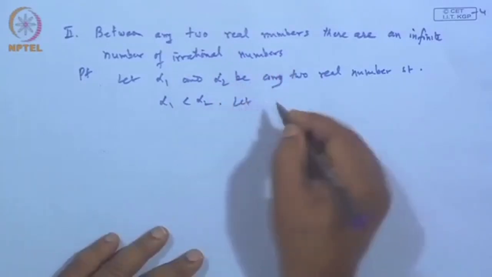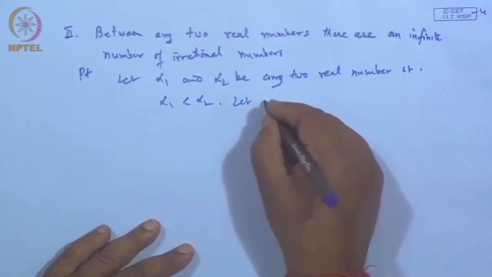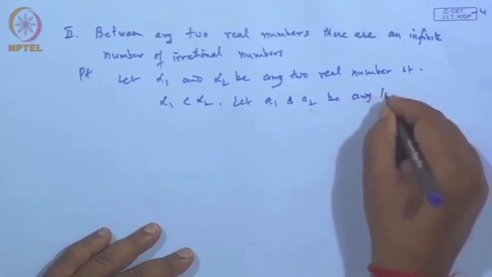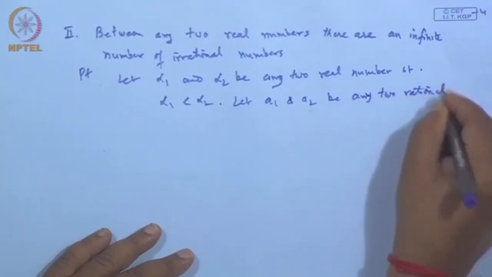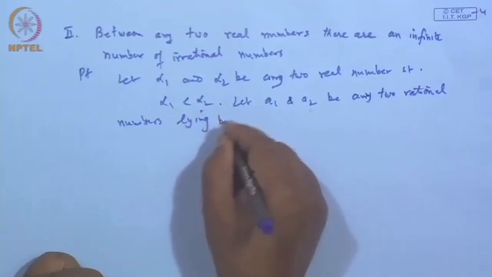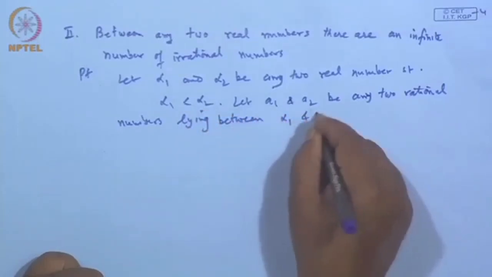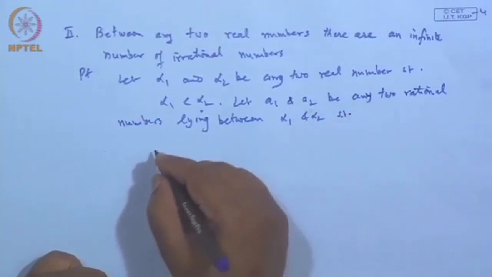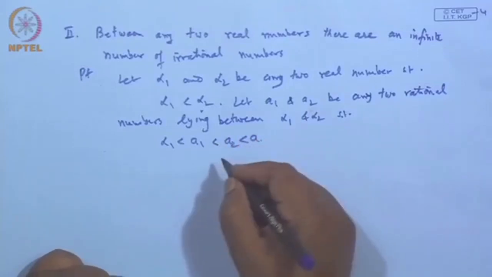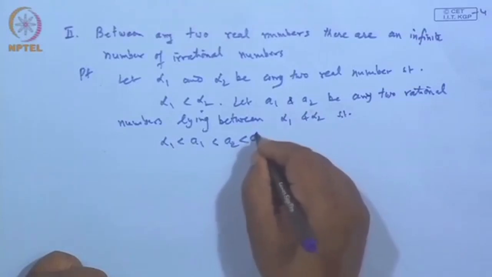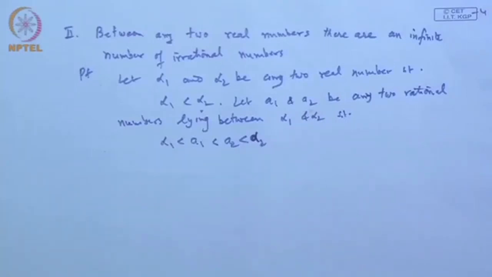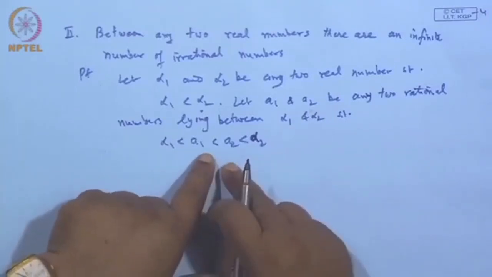So, let A1 and A2 be two rational numbers lying between alpha 1 and alpha 2 such that alpha 1 is less than A1, is less than A2, less than alpha 2, okay? Because alpha 1 and alpha 2 are real, in between we can introduce rationals. Now, what we want to show is that irrational numbers lie in between these rational numbers.